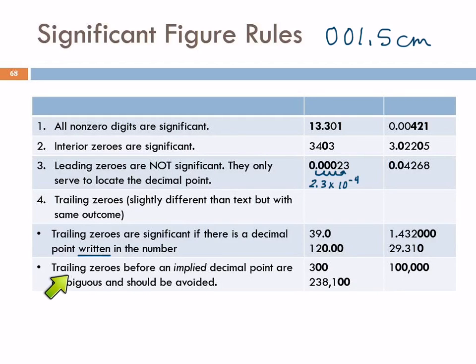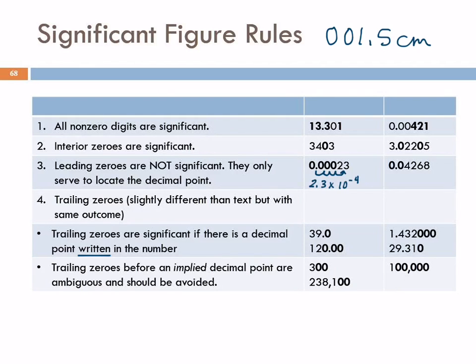What if there's no decimal point? Trailing zeros with an implied decimal point are ambiguous. They should be avoided. So this number 300, we have 2 trailing zeros. The decimal point is not written. We know where to put it if they said put a decimal point in that number after the last 0. But we don't normally put a decimal point there because it's not really needed. If we lost those 2 zeros, the value of the number would change, wouldn't it? 3 and 300 are not at all the same.